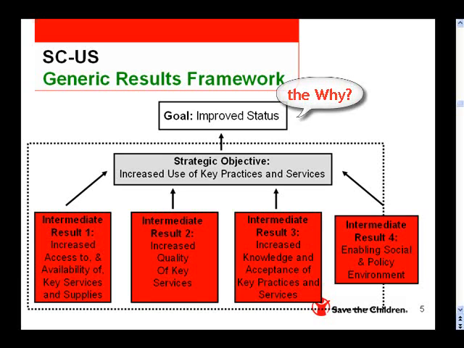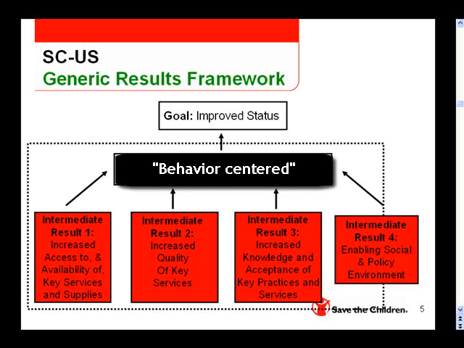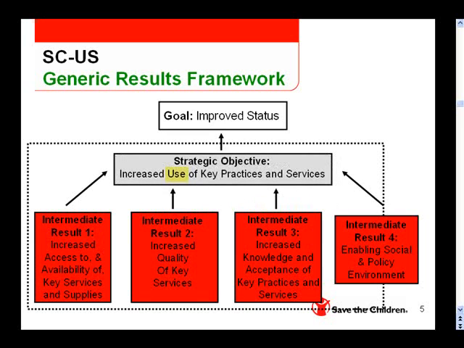But because the strategic objective level focuses on the increase of use of key practices and services, the results framework is one that uses a behavior-centered approach, making the best use of our resources towards maximizing the use of key practices and services among the target population.